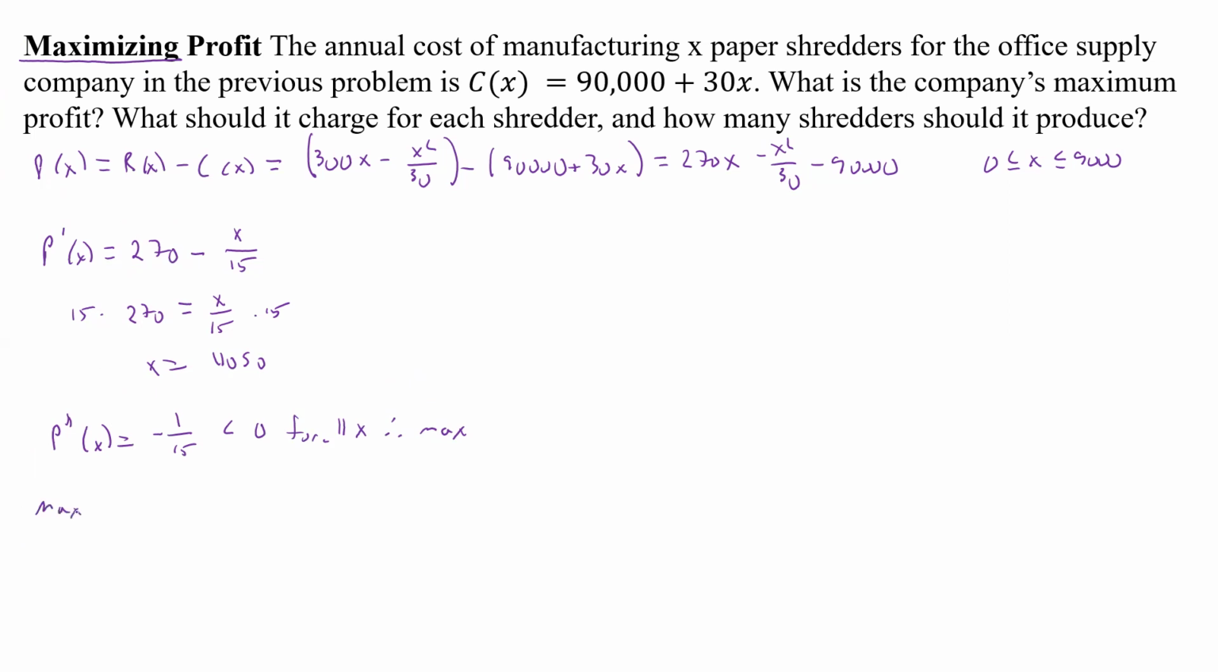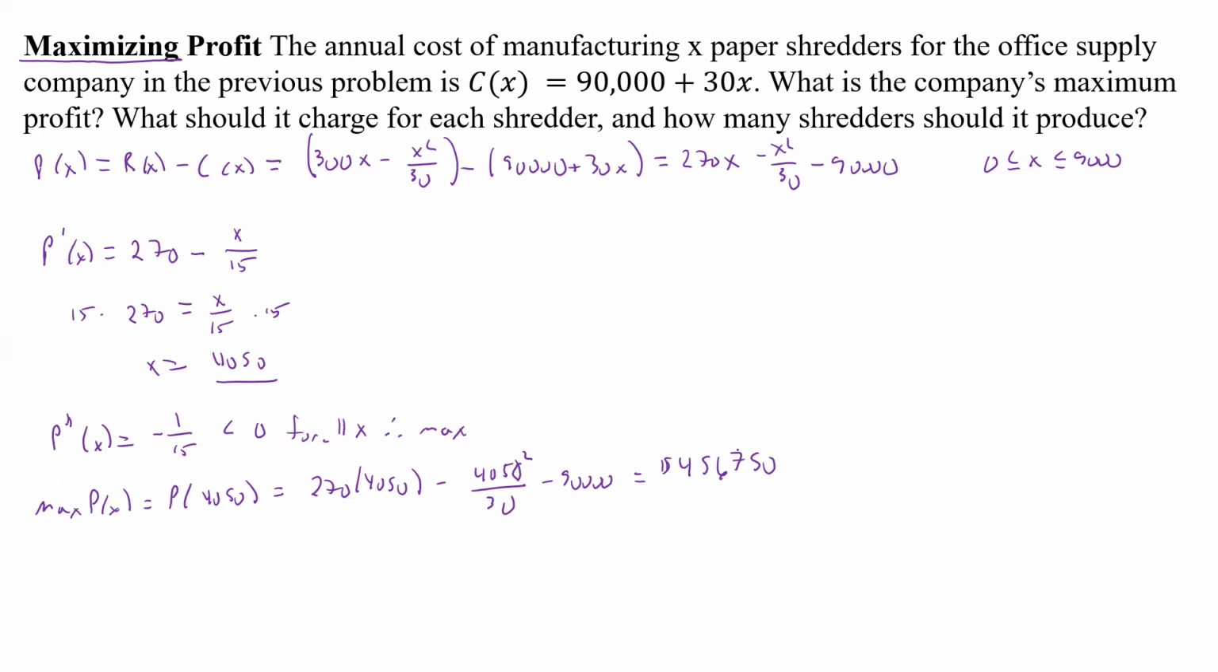So max P of X is equal to P of, well, now we use our critical number, 4050, and that's going to be 270 times 4050 minus 4050 squared over 30 minus 90,000. And if we plug that all into our calculator, we get, looks like, 456,750. Okay, so that's going to be our max profit there.